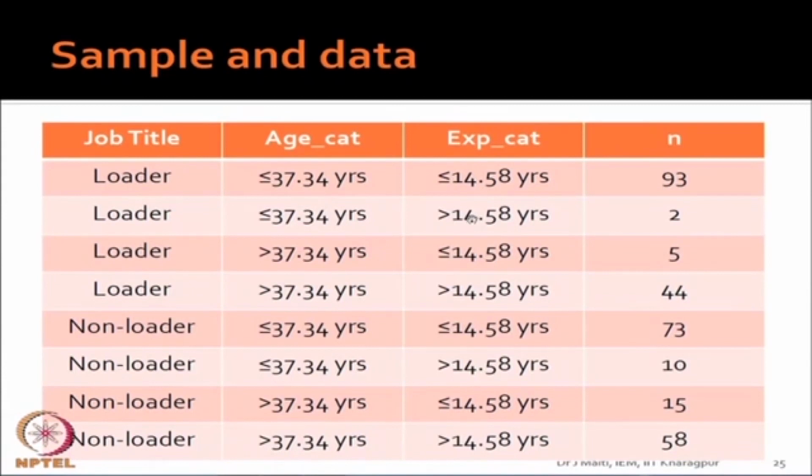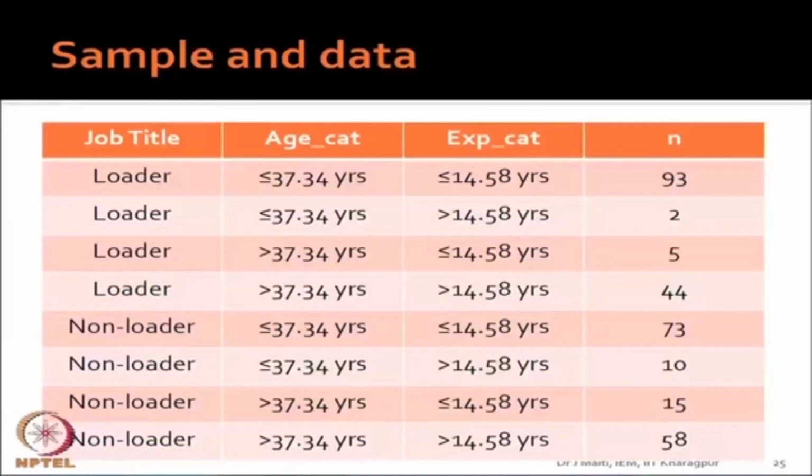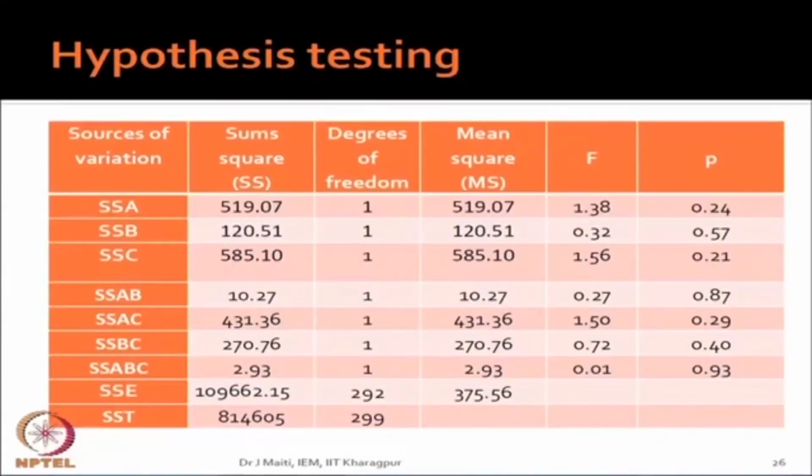This problem will occur to you also if you do not do the study design correctly, what I discussed in the first class on study design. Anyhow, with this data we have done the ANOVA analysis. This is 3-way ANOVA. You see SSA, SSB, SSC, SSAB, SSAC, SSBC, SSABC, SSE and SST.